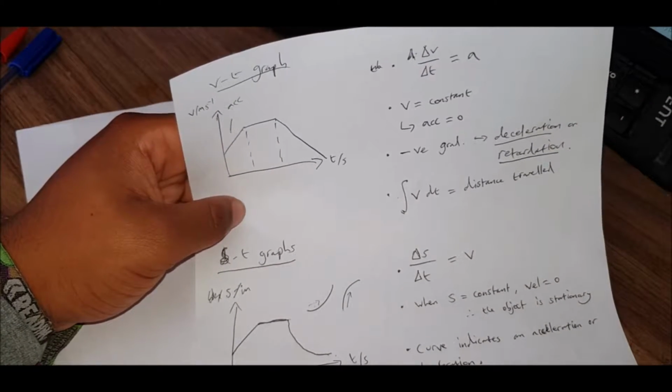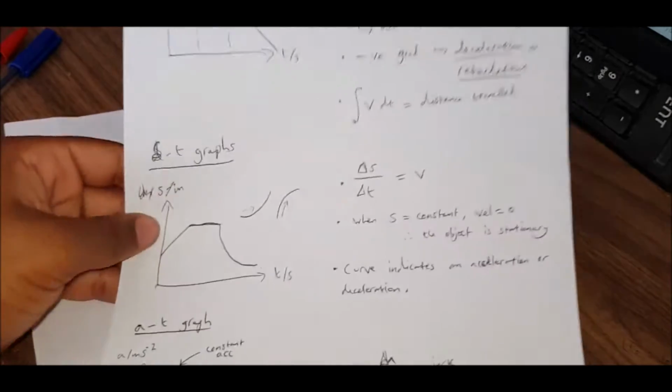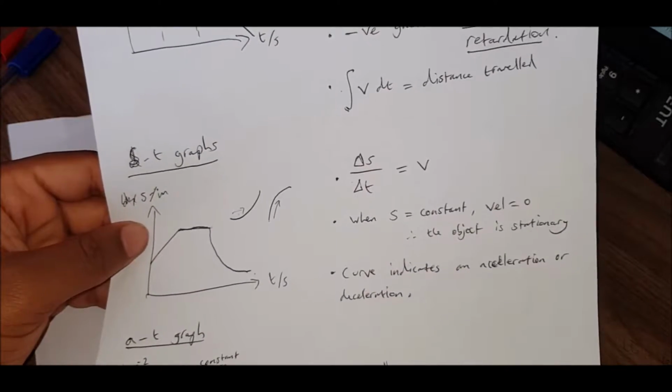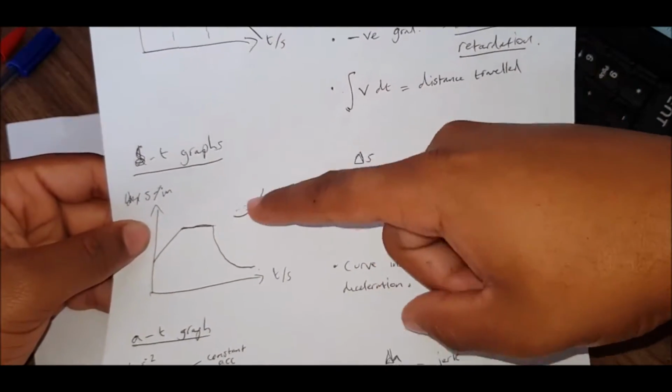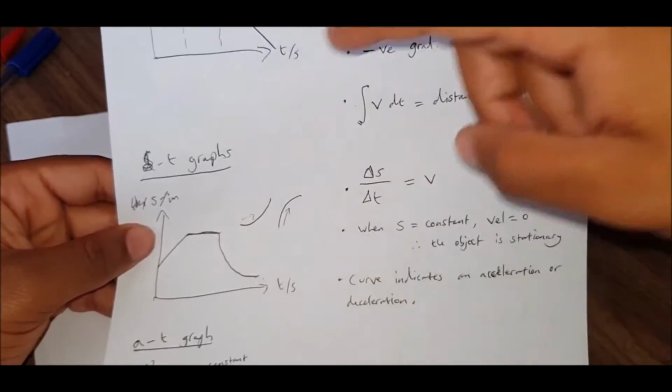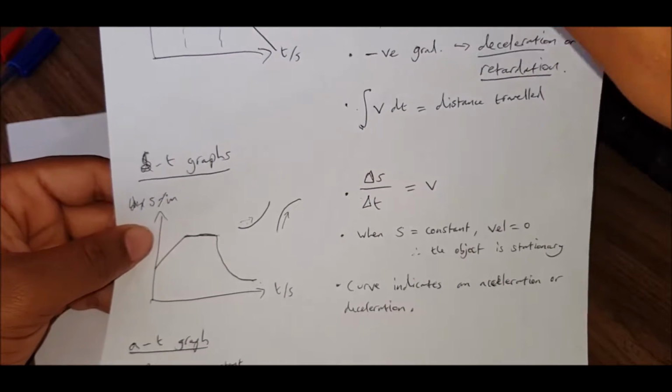Okay, that pretty much sums up velocity time graphs. Let's move on to displacement time graphs. So with displacement time graphs, there's no point working out anything underneath the curve because there is nothing to work out.